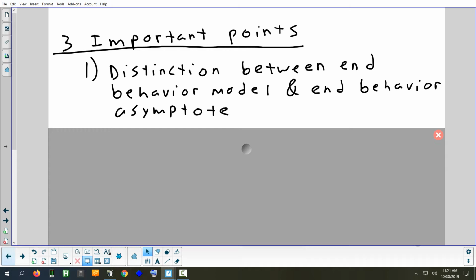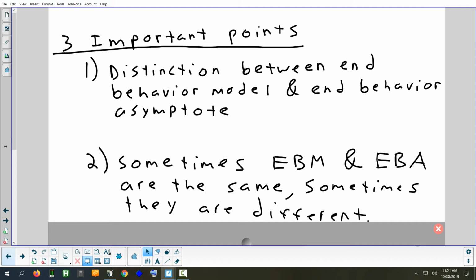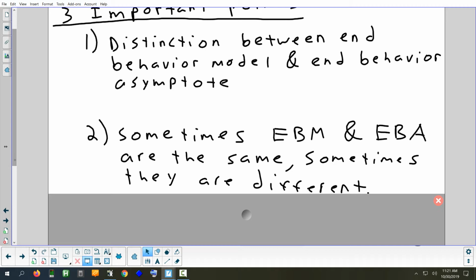You will never find an EBA for the kinds of problems we did yesterday. Doesn't make sense. The degree in the top has to be larger to do an EBA. That didn't happen yesterday. For the kind of problems we're doing today, you can find both. We could do an EBM and we could do an EBA. The EBA is more important. It tells you more information. If we find an EBM and an EBA for the kind of things we're doing today, they might come out the same, they might come out different. Just find each one the way I taught you.